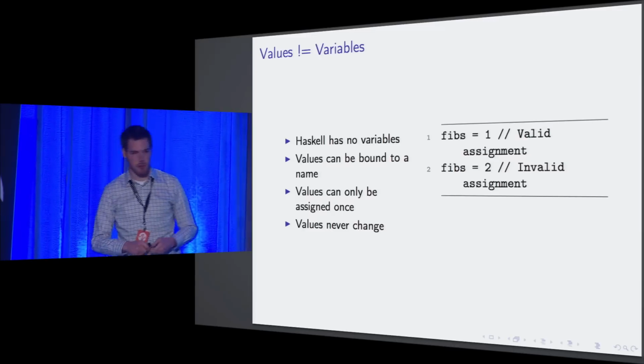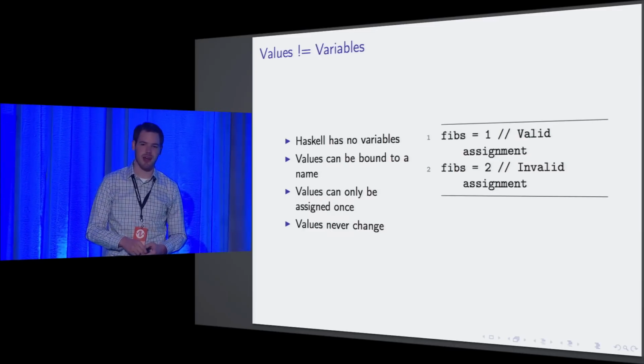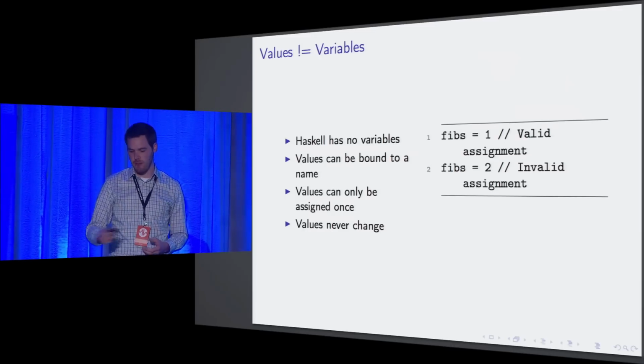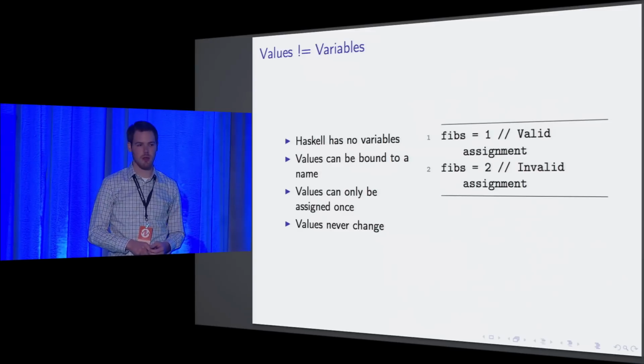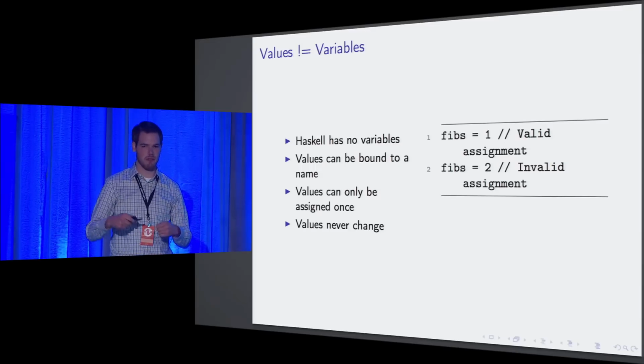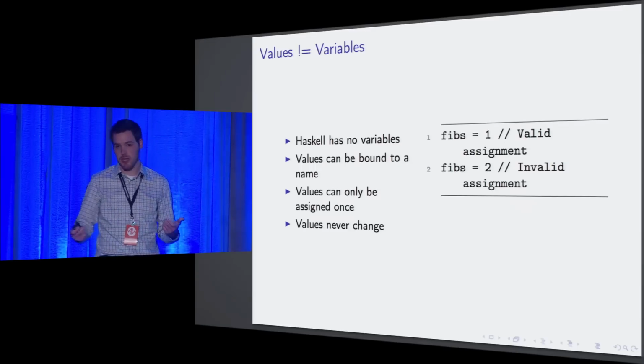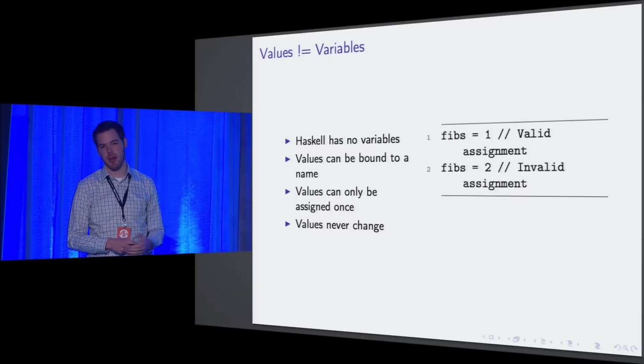It means that values can be bound to a name just like in any other language, but you cannot assign something twice, right? And in fact, if you try and assign something twice, you get a compiler error, right? Because in Haskell, the terminology is different. It's not you have assigned something twice, it's you have defined something twice, which is completely asinine and makes no sense from a mathematical perspective.